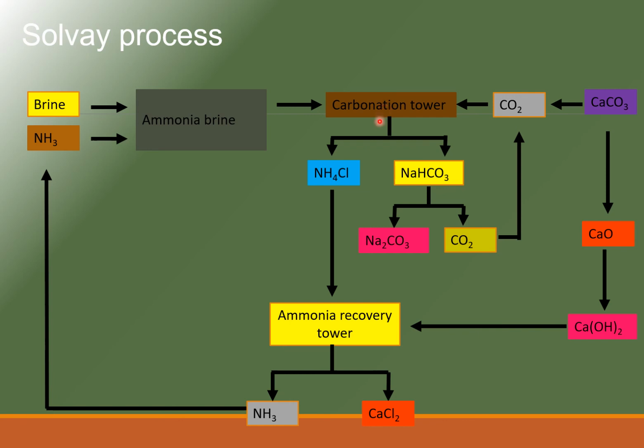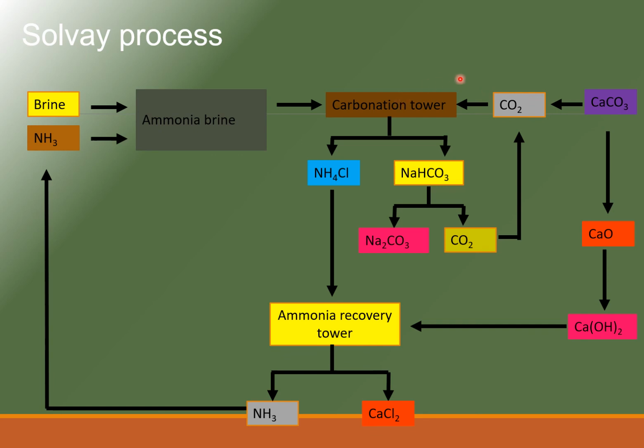Now the second step is the carbonation. In this step, carbon dioxide is passed through the carbonating tower and we get two products, ammonium chloride and sodium bicarbonate. Now the third step is the filtration. After filtering the solution, we get sodium hydrogen carbonate precipitate. Then the fourth step is the calcination. In this step, we heat sodium hydrogen carbonate at high temperature and then sodium carbonate and carbon dioxide are produced. This carbon dioxide is again reused in the carbonating tower.